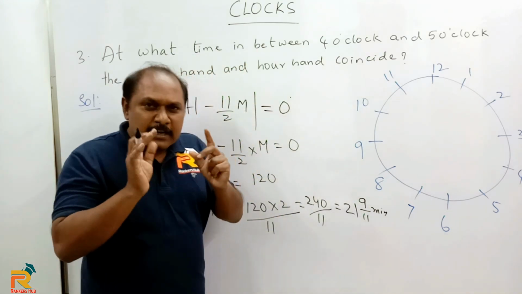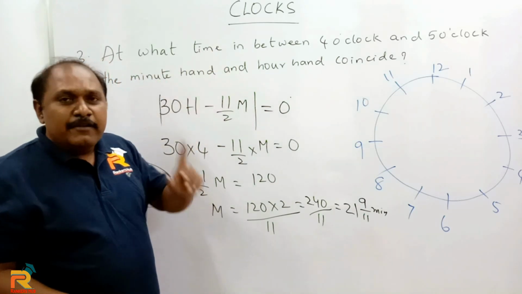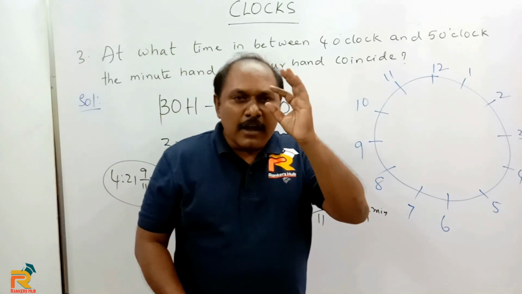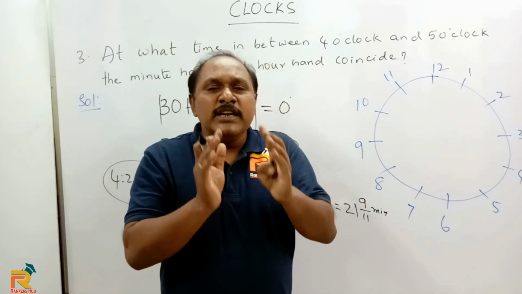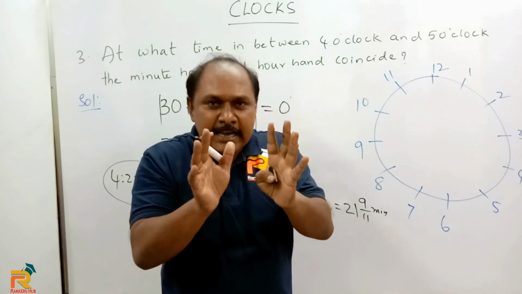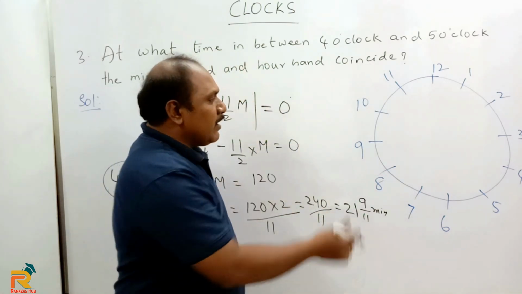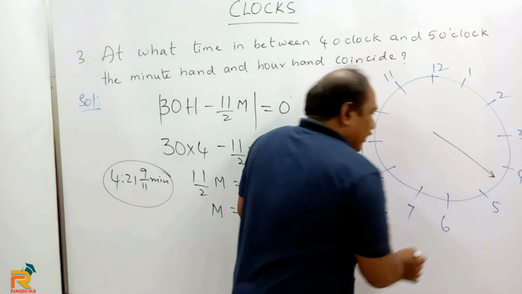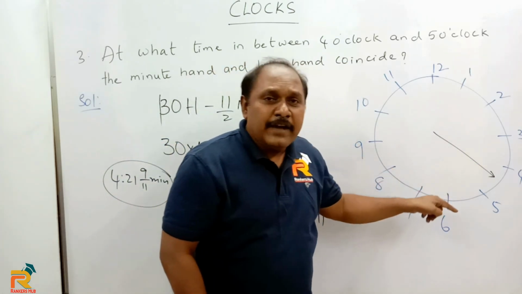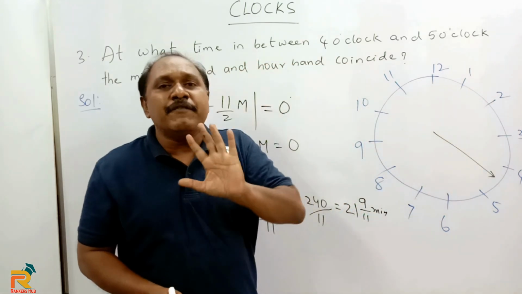Now, let us try to apply common sense. The question is, at what time in between 4 o'clock and 5 o'clock do the minute hand and hour hand coincide? The common sense point here is, between which numbers will they coincide? If we can say this, we can answer in 5 seconds using my method. It is very simple. Definitely we know that they will coincide in between 4 and 5. Why? Because the hour hand will lie in between 4 and 5. The minute hand should come and coincide with the hour hand in between the numbers 4 and 5.